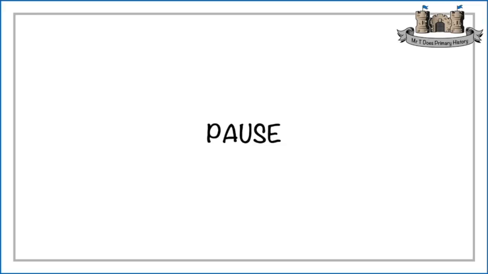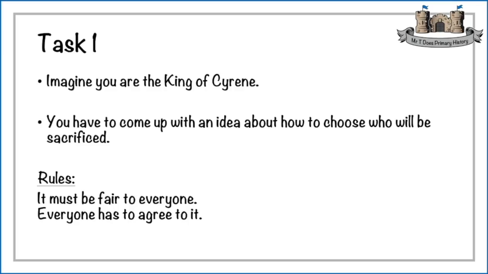Pause. So this is the time for our first task. Let's have a look what we need to do. Task 1. Imagine that you are the king of Cyrene. You have to come up with an idea about how to choose who will be sacrificed to the dragon.